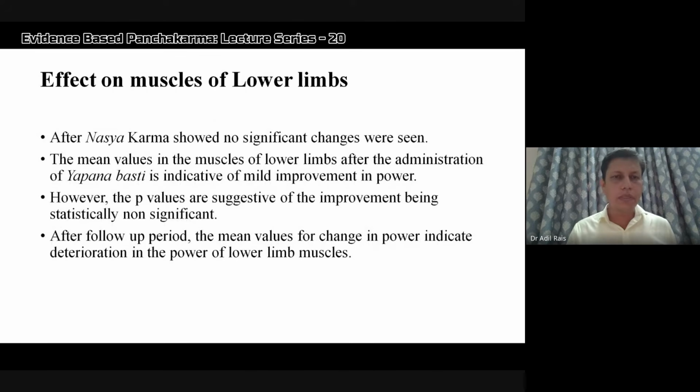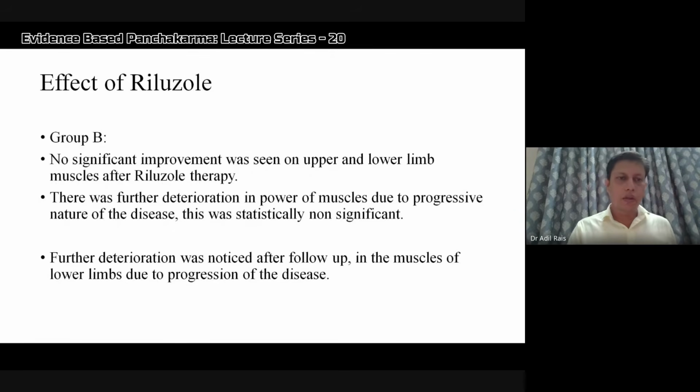Coming to the lower limbs, Nasya showed no significant changes. However, with Yapan Vasti, improvement in the power of muscles of lower limbs was seen. Again the change was not statistically significant, but the change in power of muscles was there. Now, coming to riluzole, there was no significant change produced by the use of riluzole in Group B patients.